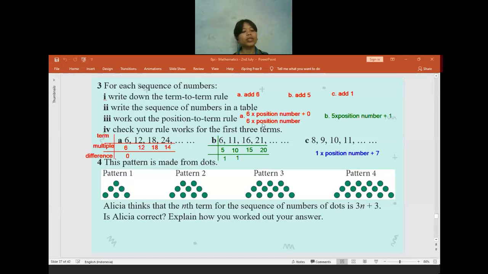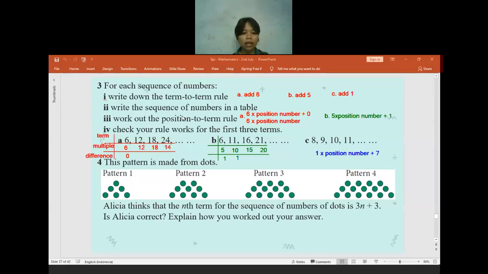Let us continue to question 4. This pattern is made from dots. There are 4 patterns: pattern 1, pattern 2, pattern 3, and pattern 4. Now Alicia thinks that the nth term for the sequence of number of dots is 3n plus 5. Is it true, or is there anyone who disagrees with Alicia's answer? Is it correct that the nth term is 3n plus 3? If it is correct, how did you show it? How will you show that the nth term is 3n plus 3?